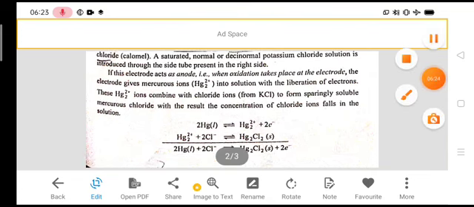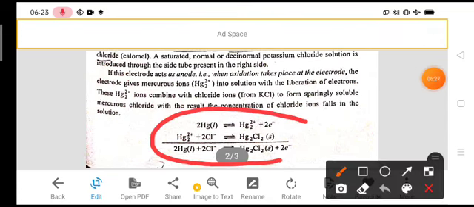So these are the equations which show this oxidation process. This is the liquid mercury which is at the bottom of the glass tube. Actually mercury metal is a liquid metal. So it loses electrons to form mercurous ions. These mercurous ions combine with the chloride ions from the potassium chloride solution to form mercurous chloride.